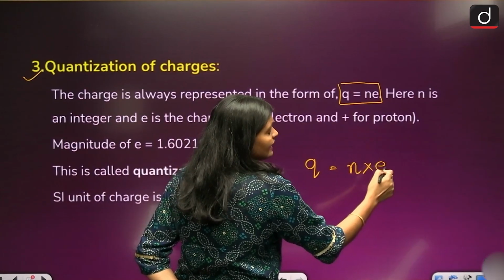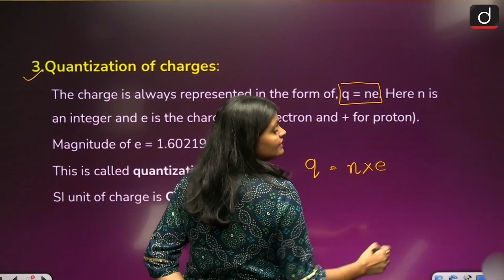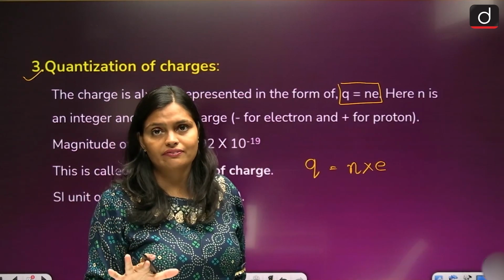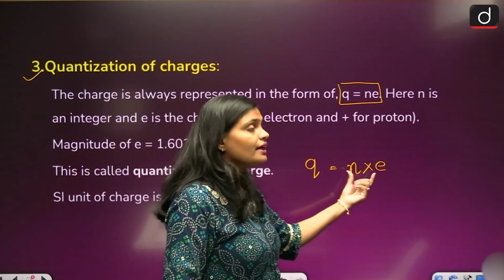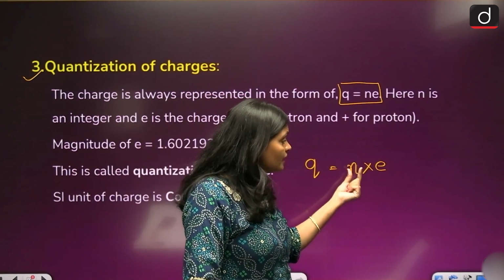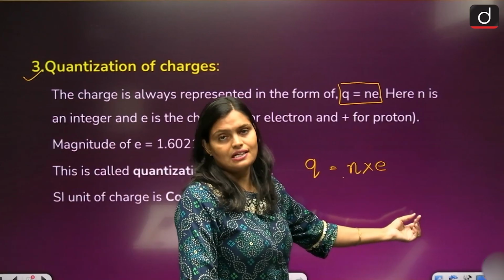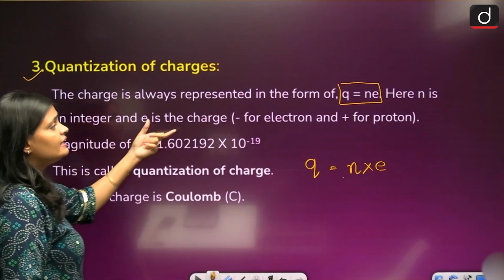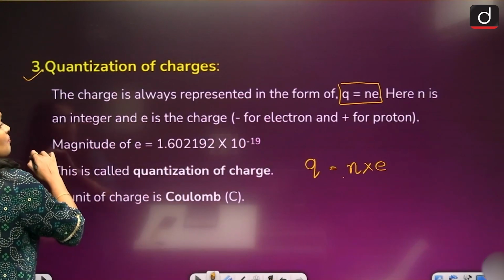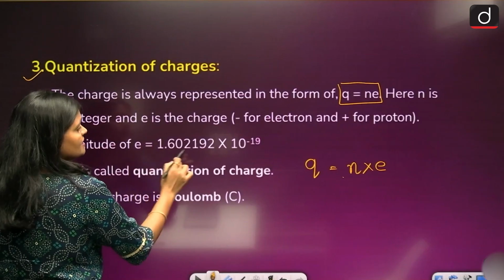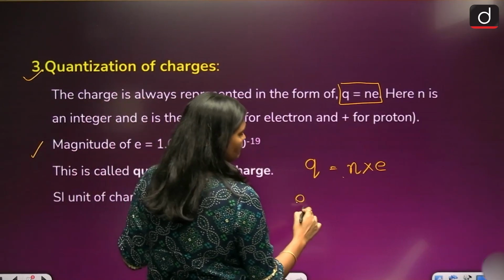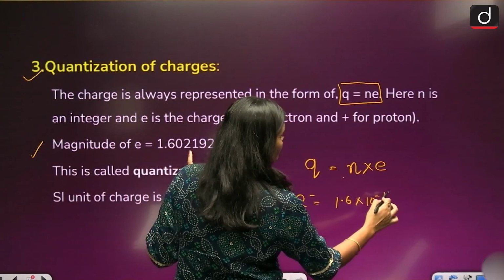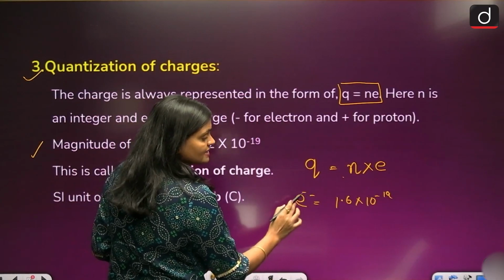Multiple of e. Now what is this e? This e is the charge. It may be electron, it may be negatively charged, it may be positively charged. Okay, so quantization of charge means it is basically an integral multiple of charge. Here n is an integer, e is the charge. Magnitude of e. Now what is the magnitude of e? The value of charge is 1.6 into 10 to the power minus 19 if this is electron.